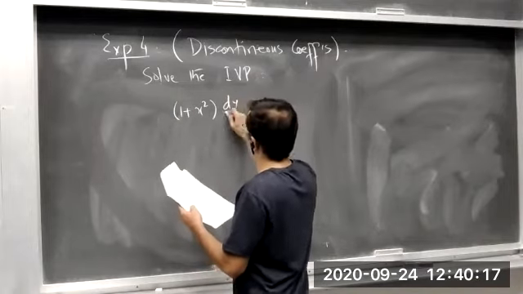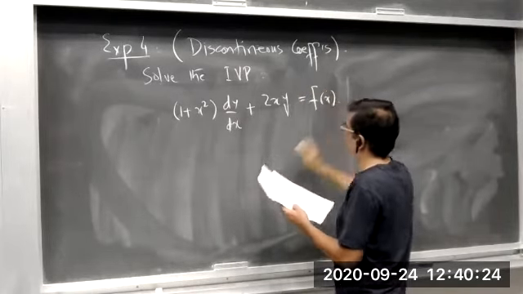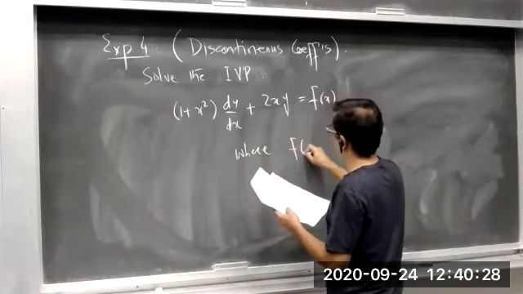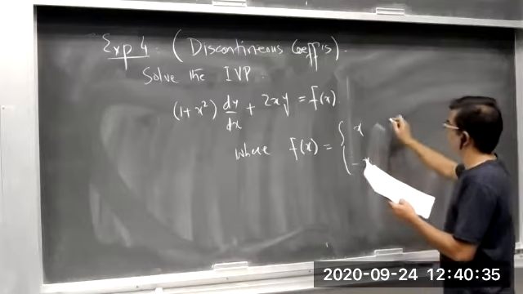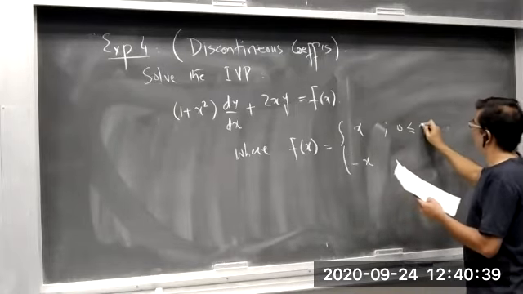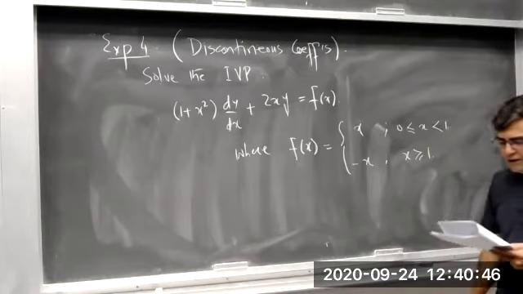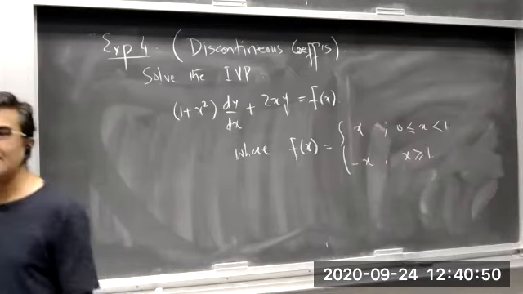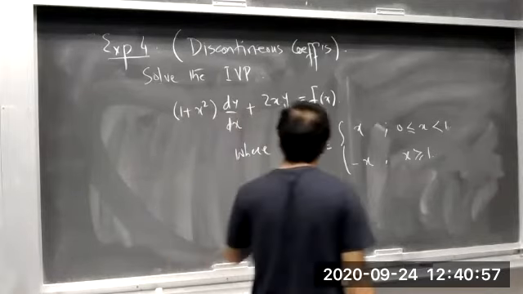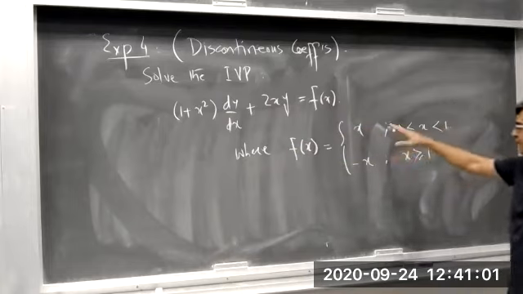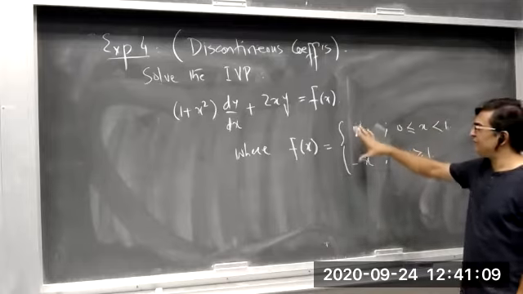(1 plus x square) dy by dx plus 2xy is equal to f of x, where f of x is what? It is x when 0 is less than or equal to x less than 1, and minus x when x is greater than or equal to 1. So in this example, the right hand side is a piecewise function. How do we solve this kind of differential equation? Because here the right hand side is a discontinuous function. Maybe you can say a piecewise continuous function.